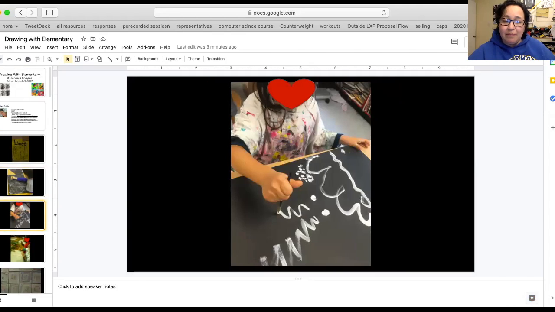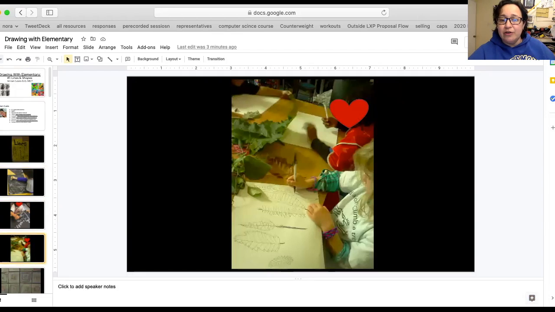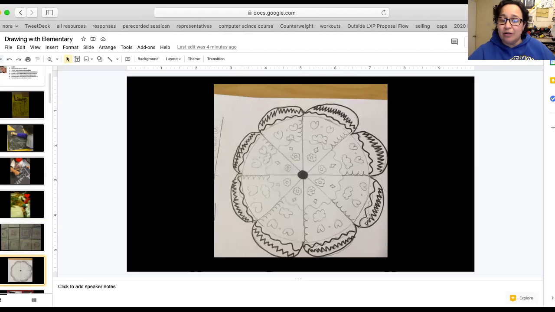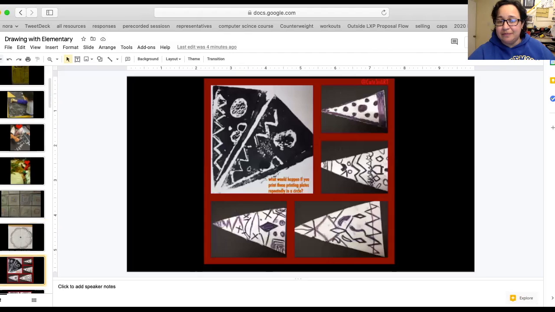White paint on black paper and white chalk on black paper are always lots of fun. Once we are familiar with our lines, we will then use them to do other projects. Here, the students are using straight and curvy and thick lines to draw leaves that they collected on a walk. Here, they used very specific lines and patterns to make a quilt. Over here, they created a cyclical pattern using lines and shapes.